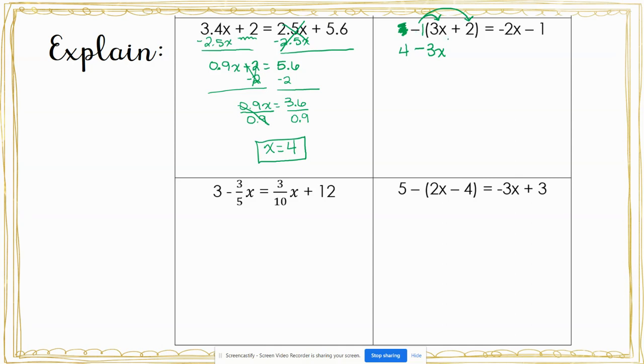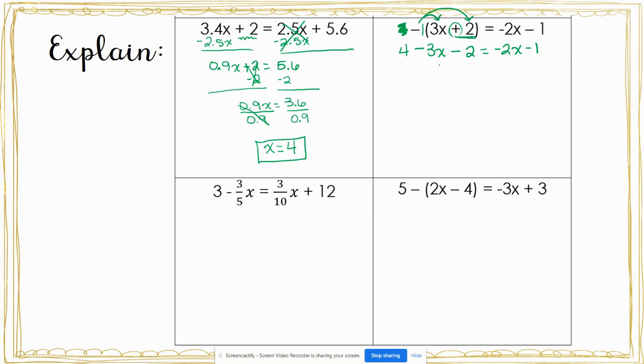Then I would multiply negative 1 times this positive 2, and I know it's positive because of that plus sign. So negative 1 times positive 2 gives us negative 2. Well, I would write minus 2 to show that it's negative. The right side of this equation does not have any like terms and does not need to be simplified, so I'm just going to rewrite negative 2x minus 1.